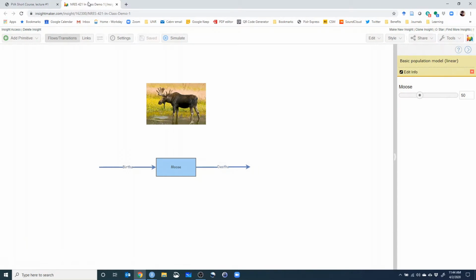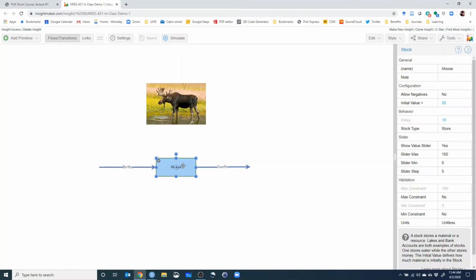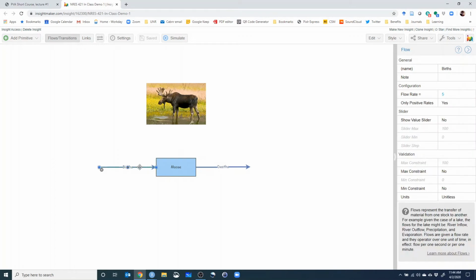Like I said, this is so simplistic as to be so wrong that it is not even useful, but it's a good starting place. So let's imagine we have a stock that represents a population of moose, and we have two flows, one representing the total births into the population, and the other the total deaths, or removals, from the population.